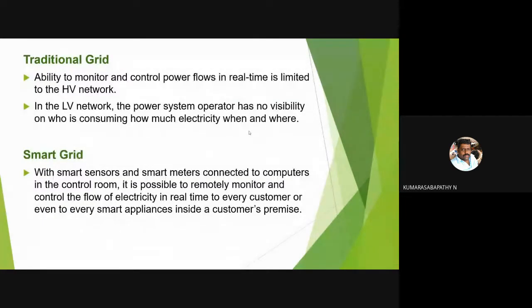This I have said in the case of a traditional grid as well as a smart grid. In a smart grid, there will be two-way communication between your service provider as well as the consumer. With smart sensors and smart meters connected to computers in the control room, it is possible to remotely monitor and control the power flow of electricity in real time to every consumer, or even to every smart appliance inside a consumer premises.